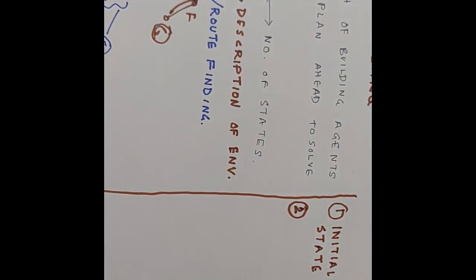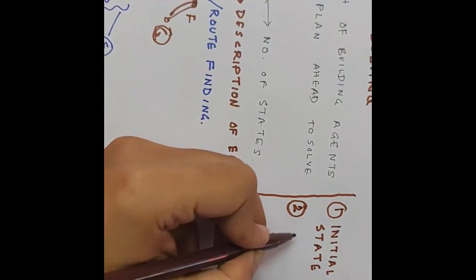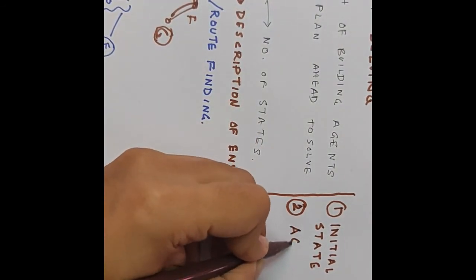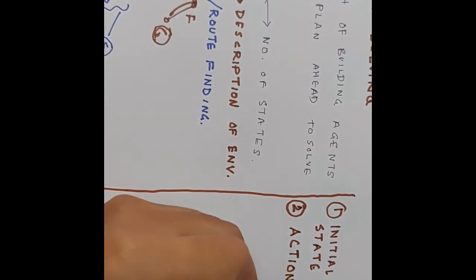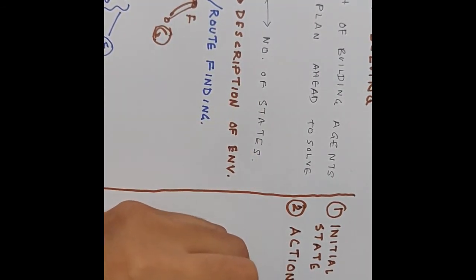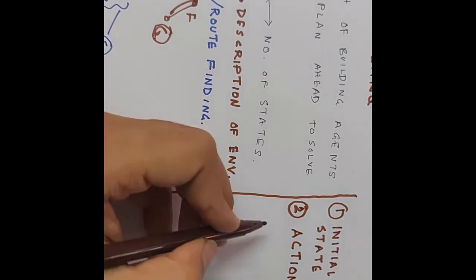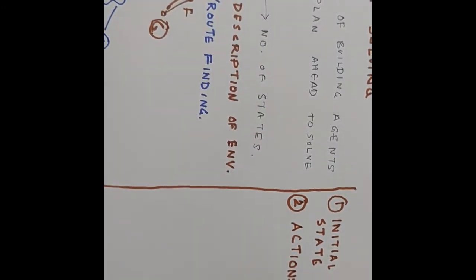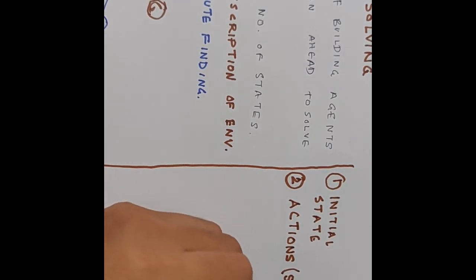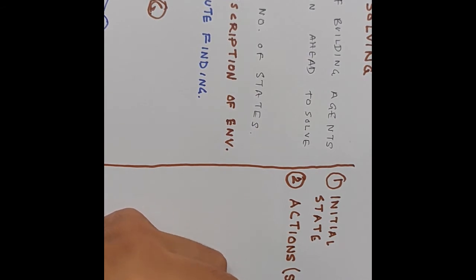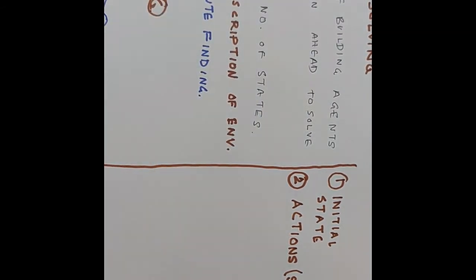The second component is a function, actions. It takes a state S and returns a set of allowable actions from that state. What do I mean by that?